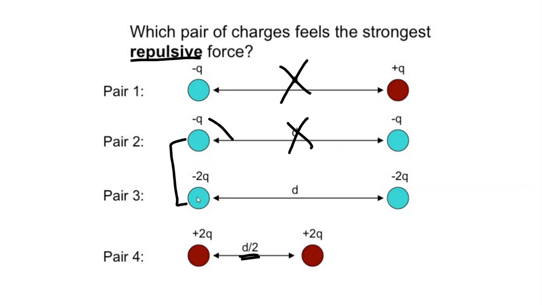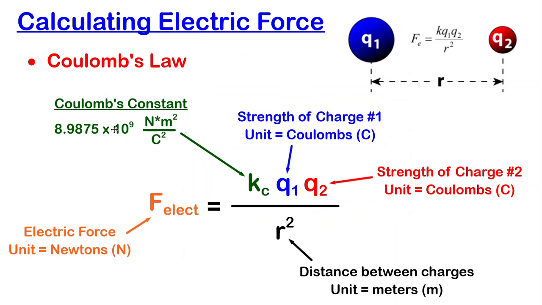Since these have the same charges, we can ignore the signs because they're both the same sign, so it would be repulsive in both cases. This is 2Q and this is 2Q, as well as down here, so the charge is the same. But since this one has half the distance, less distance means more force, so pair 4 would actually experience the largest repulsive force because they have double the charges and half the distance.